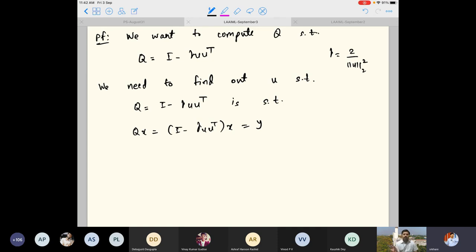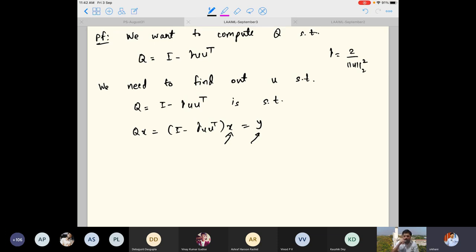So basically, if you want to find the reflector, the only thing you want to compute is this u vector. Somehow, from the vectors x and y, if you are able to come up with the vector u, which will be of this particular form, then you would have built the reflector completely.